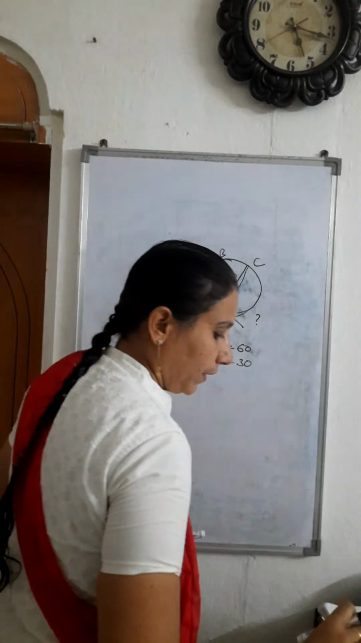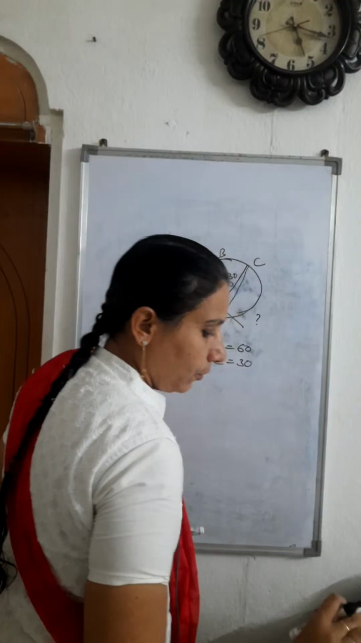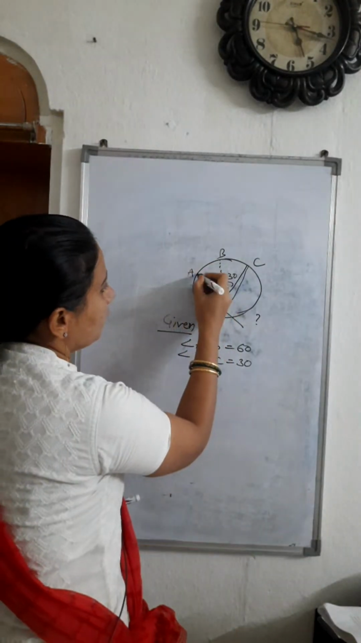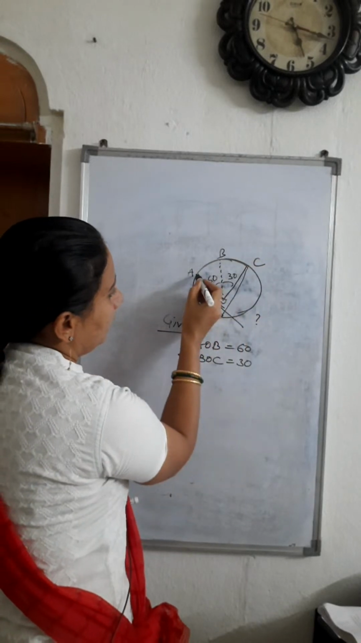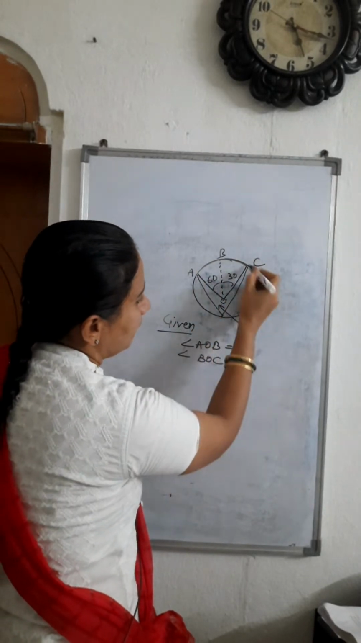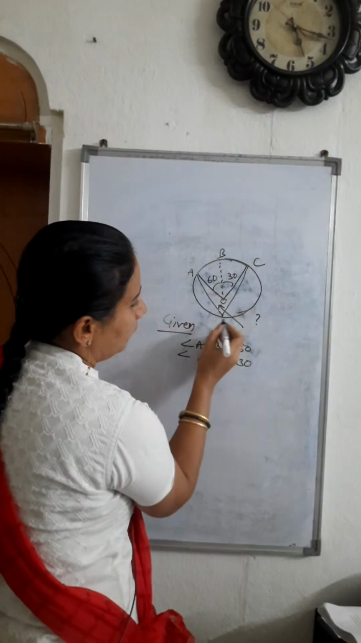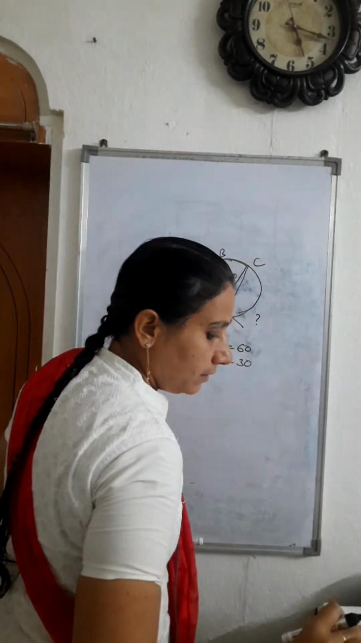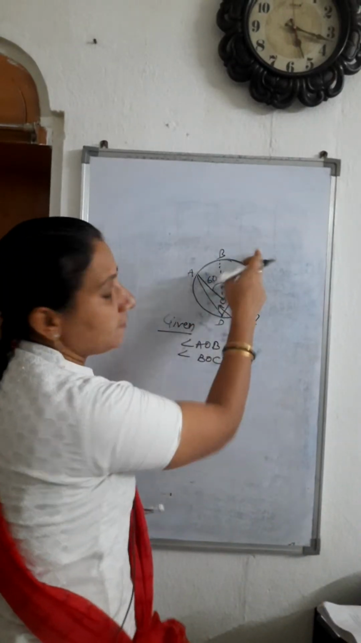Now we need to find, if D is a point on the circle other than A, B, C. So ABC is one arc and the other one is the major arc. So D is the point on the major arc. We need to find angle ADC. This angle we need to find.